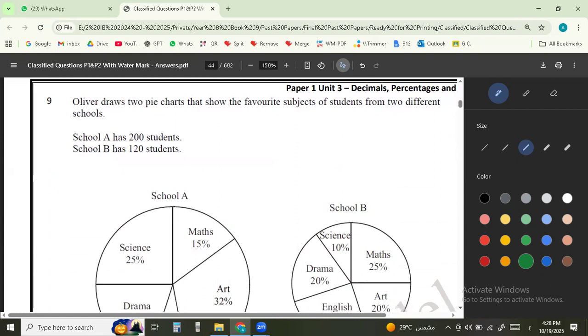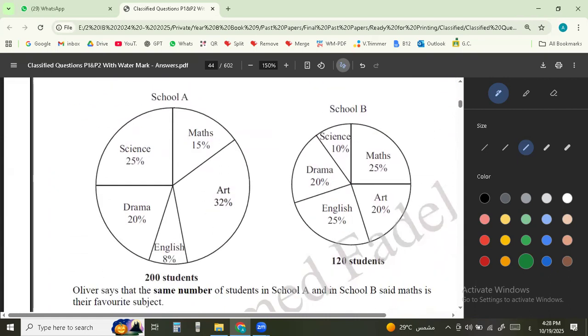Here, this question is saying Oliver says that the same number of students in school A and in school B said math is their favorite subject. I need to see here. Math here is 15%, so I need 15% of 200 students, while here is 120, so I need to find 25% of 120. How can I find 15% of 200?